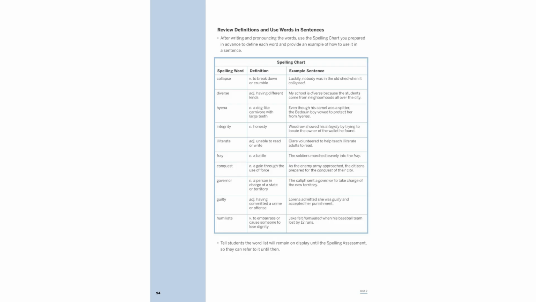Let's delve into the definitions and usage of key vocabulary. Collapse means to break down, as in, the old shed collapsed. Diverse describes variety, like a school with students from various neighborhoods. Hyena is a carnivorous animal. Integrity signifies honesty, exemplified by returning a lost wallet. Illiterate refers to the inability to read or write.